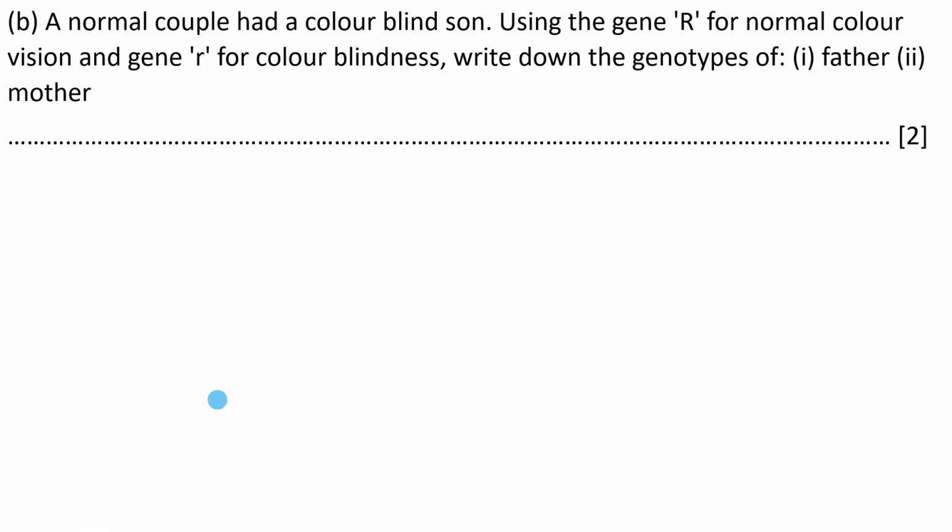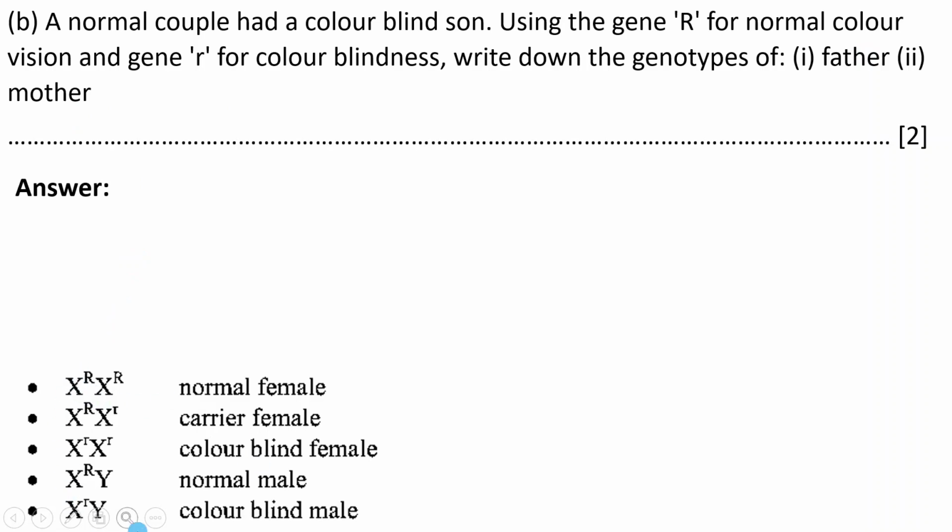But the father was normal because from what we have seen now, the male can either have blindness or normal. But for female, you can have normal, you can be carrier, or you can be color blind. So you have to understand that before you even answer the question. So when they say write down the genotypes of father and mother, we are going to say answer.